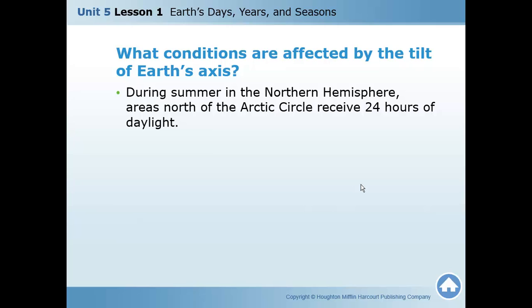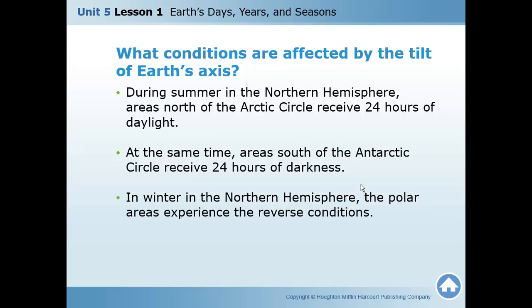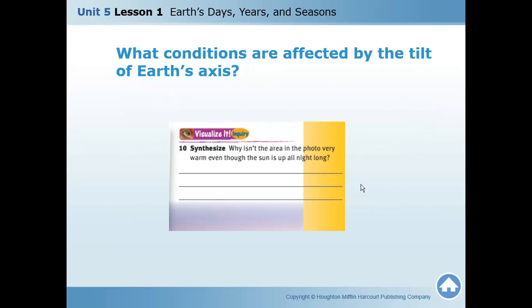During the summer in the northern hemisphere, areas north of the Arctic Circle receive 24 hours of daylight. So that's what that picture was showing you before. North of the Arctic Circle is going to get 24 hours of daylight, all daylight. In the northern hemisphere in the summer, places like Alaska can receive 24 hours of daylight. At the same time, the areas south of the Antarctic Circle can receive 24 hours of darkness. And of course that is vice versa for the northern and southern hemisphere, as the northern hemisphere is pointed away from the sun in its trip. In the winter, the polar areas experience the reverse conditions.